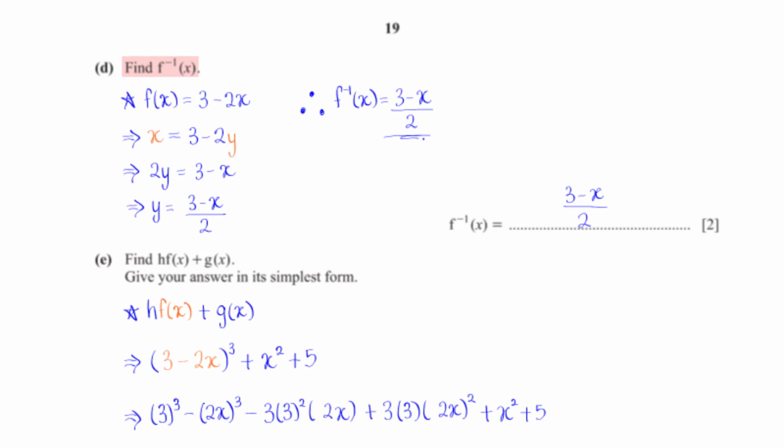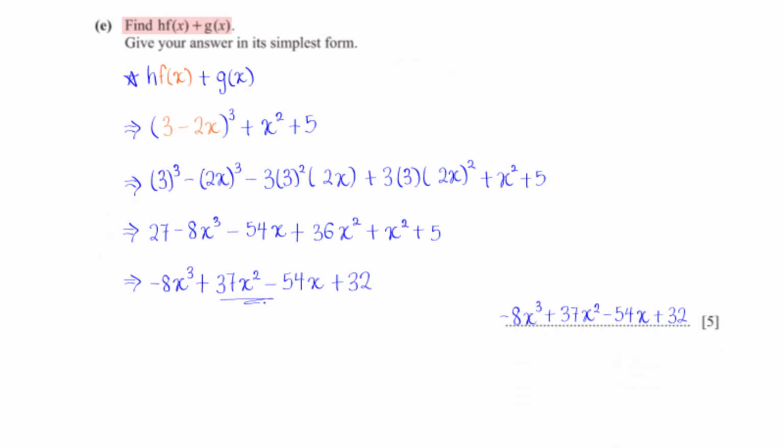Find f inverse of x. So we've been given f of x as 3 minus 2x. So we replace f of x with x and replace x with y. So now we have x equals 3 minus 2y. When we further simplify this and make y the subject, we get 3 minus x divided by 2. And this is the same as f inverse of x. So f inverse of x is also equal to 3 minus x divided by 2.